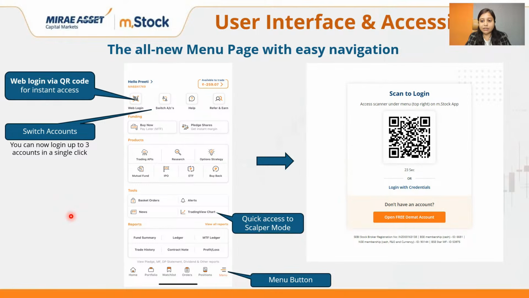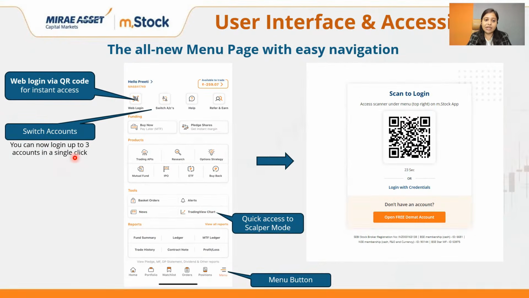Next, login via QR code. We have added login via QR code, or else you can log in via your credentials. Let's say you don't know your client code, but you have already logged in through your app. I'll just click on web login over here, scan this QR code on your web, that is trade.mstock.com, and I'll be logged in within milliseconds.